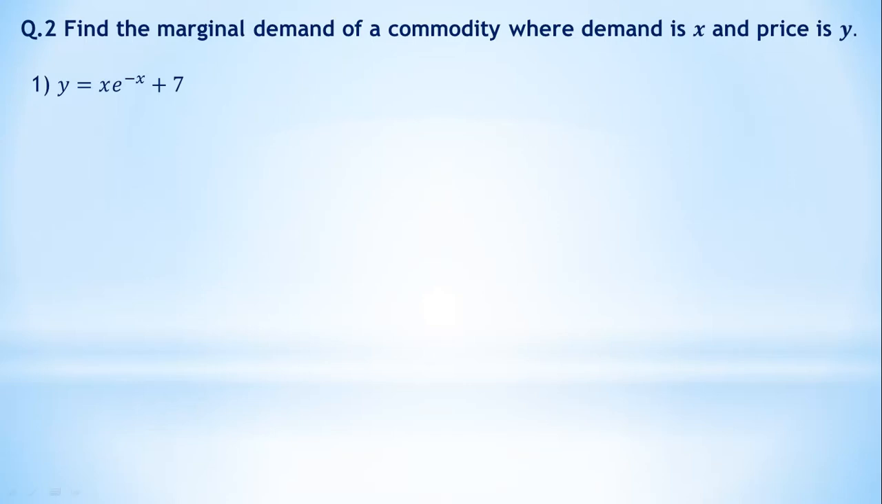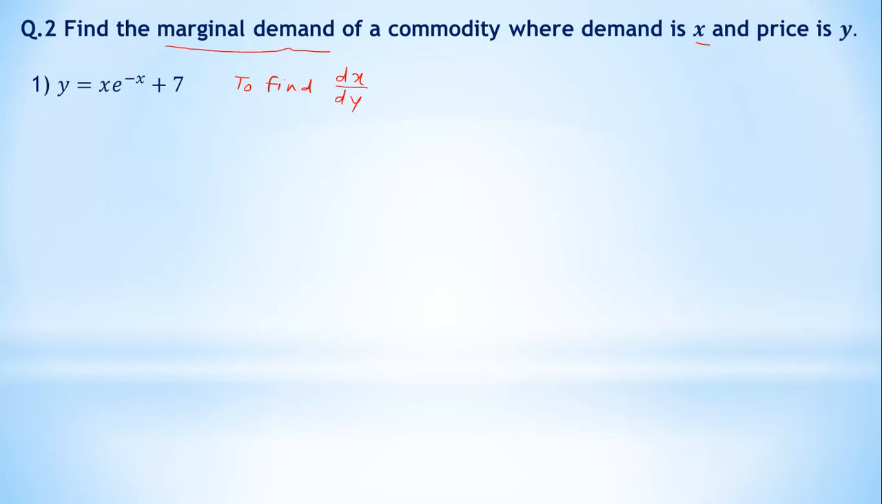I will show here. The first example: the function is given as y is equal to x into e raised to minus x plus 7. Now as per the meaning of the question, what do we have to find? Marginal demand. What is demand? Demand is x. Marginal demand means we have to find dx by dy. We have to find dx by dy, remember.